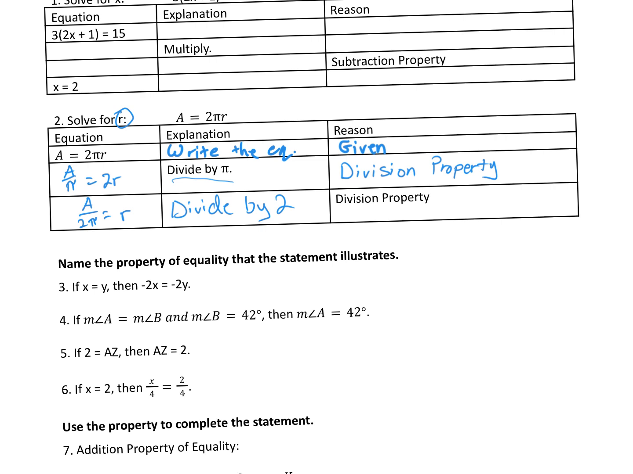Let's look at number 4. If measure of angle A equals measure of angle B, and measure angle B equals 42, then measure angle A equals 42. Well, I noticed that they skipped the middleman of measure angle B and measure angle B. That got erased, and it skipped to A, then must equal 42. When you skip the middleman, that is called transitive property.